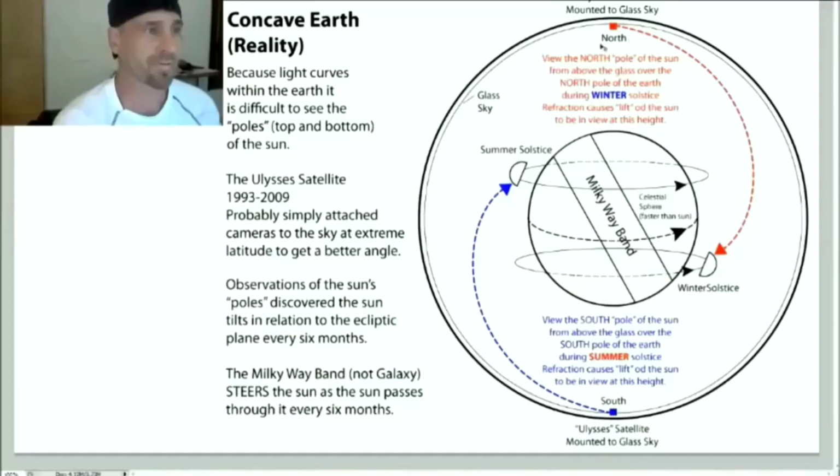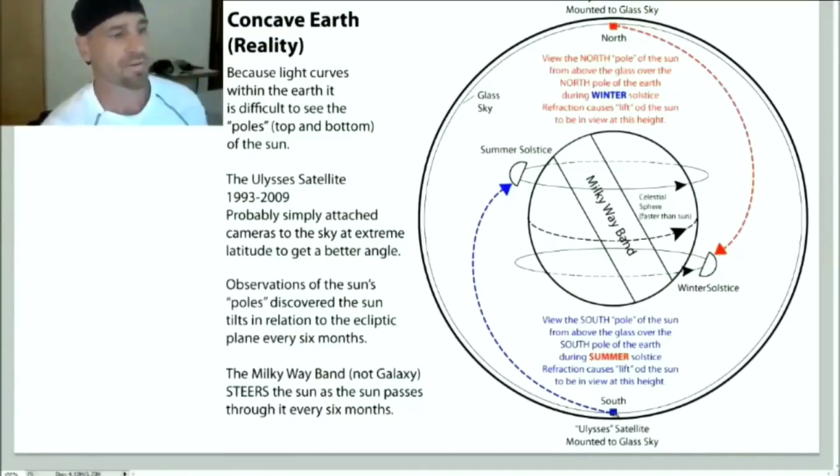So with these probes, this is how I believe what they did is, in the south, during the summertime when the sun is farthest away, they get a better angle of the south side of the sun. Same thing in the north. If you're up here during the winter solstice, the sun is down here, you get a better angle of the north pole of the sun during the winter time. And so that is what I think is going on.